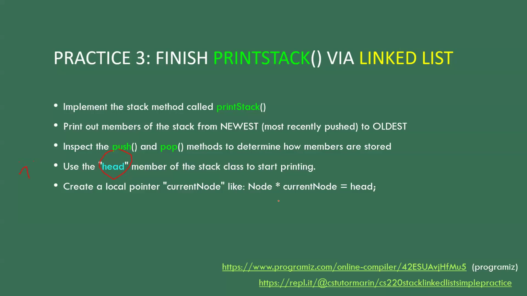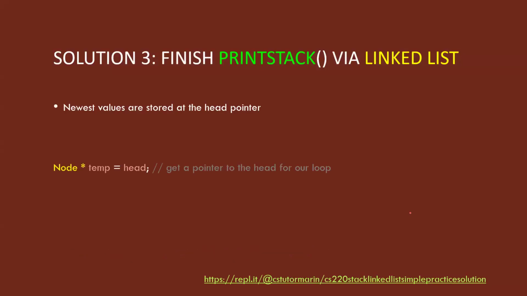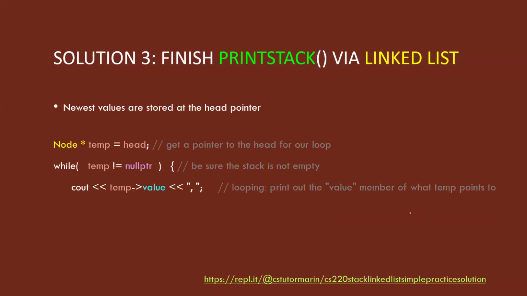So we need a temporary node, like current node, to actually hang on to the head and then use that to traverse through the nodes. So we're going to say if the current node next is equal to 0, well, then we know we shouldn't do any more printing. So that's probably one way to think about how we stop printing. But let's take a look at the solution to do that. And you guys can code along or come back to this later.